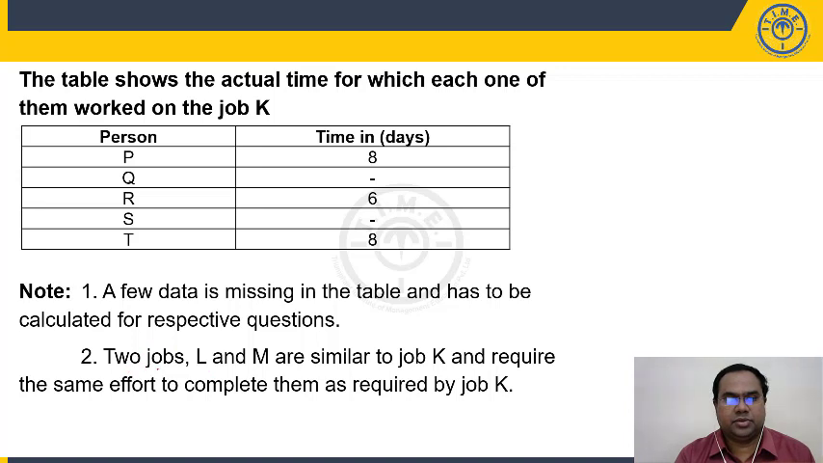Then second, two jobs L and M are similar to job K and require the same effort to complete as required by job K. So job K, job L, job M are similar jobs. That means they are the same. They are not different. In the questions you can interchange job K, job L, job M. That means the time taken and the people working on those are the same.